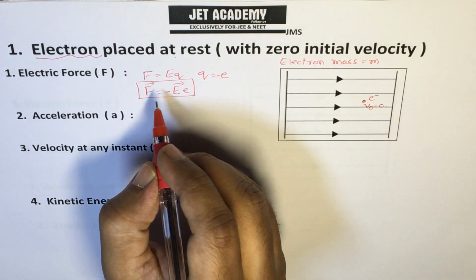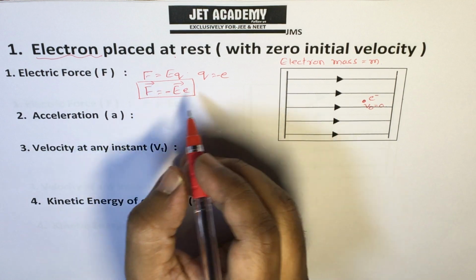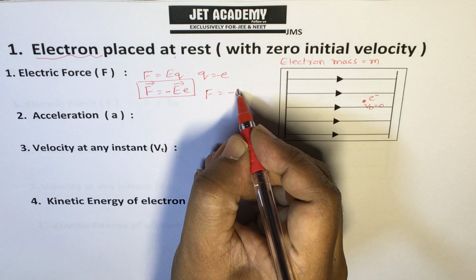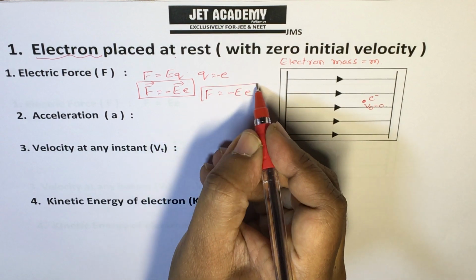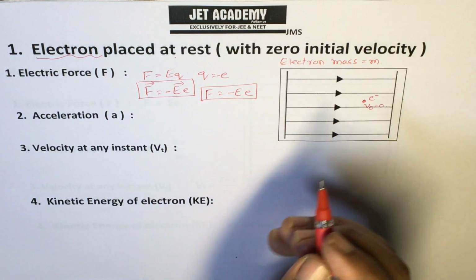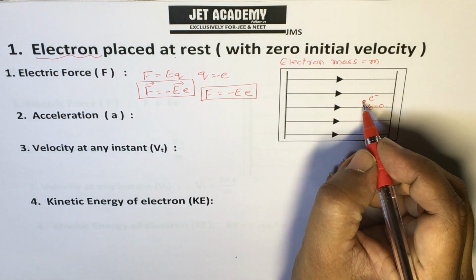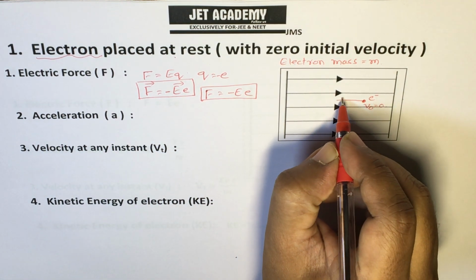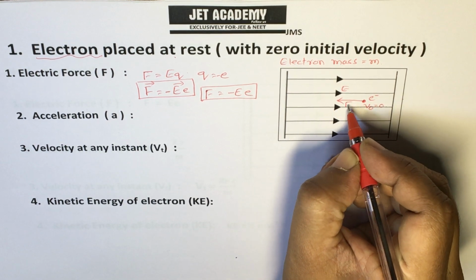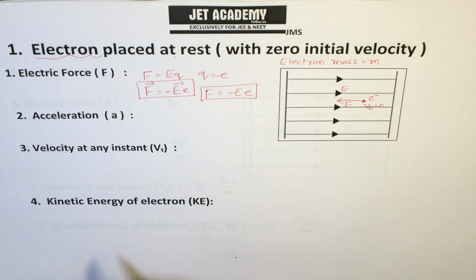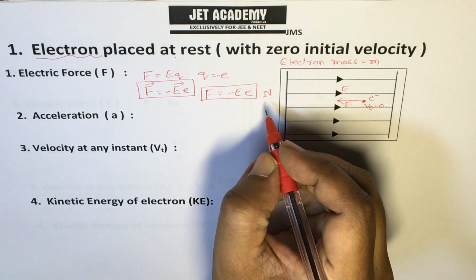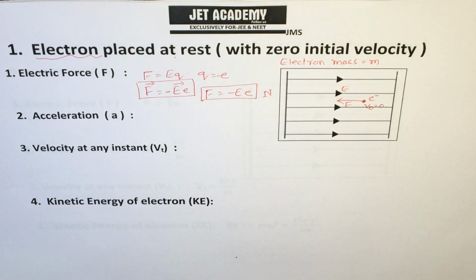Magnitude wise, F is equal to, yes, you can write the vector sign or not, the F is equal to minus eE. Minus sign represents that F and E are opposite to each other, means the force is acting opposite to electric intensity. This is the Coulombic force, going to be in Newton.